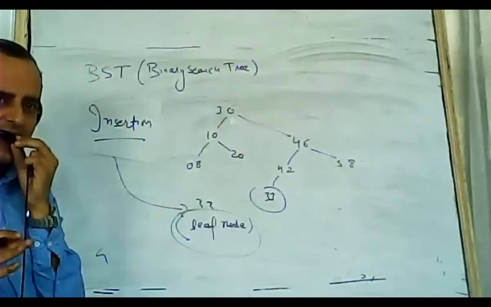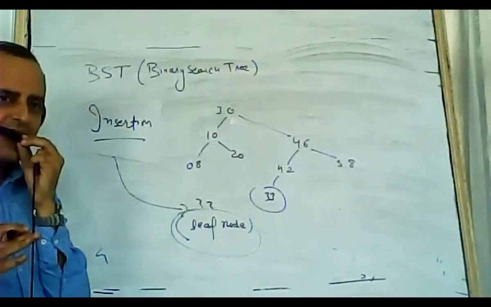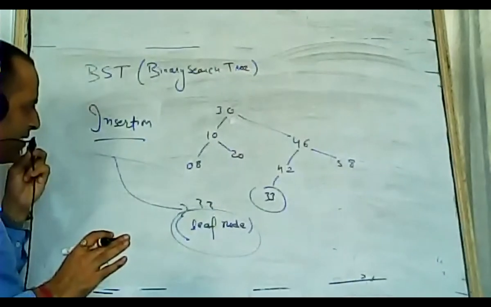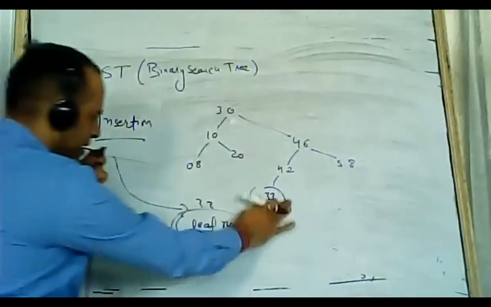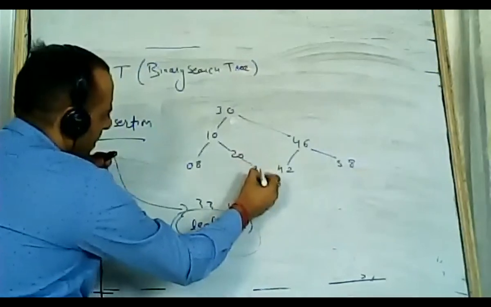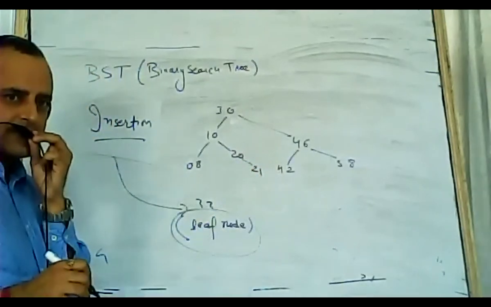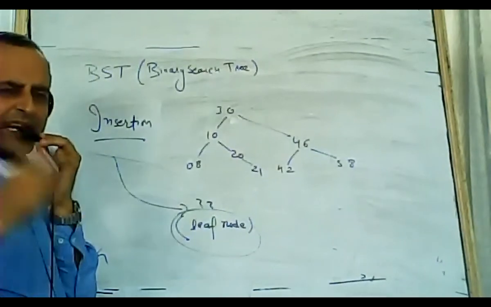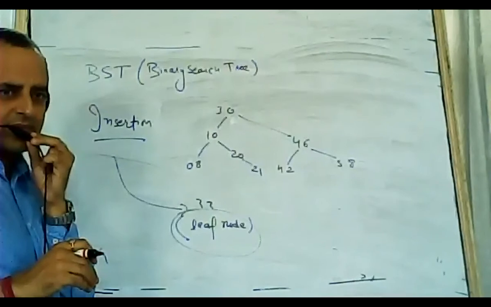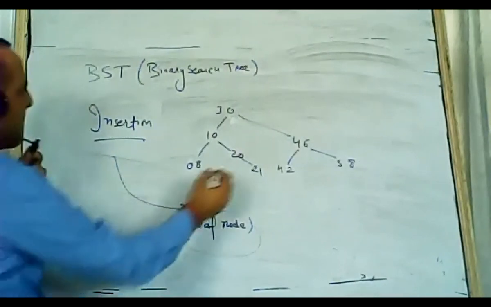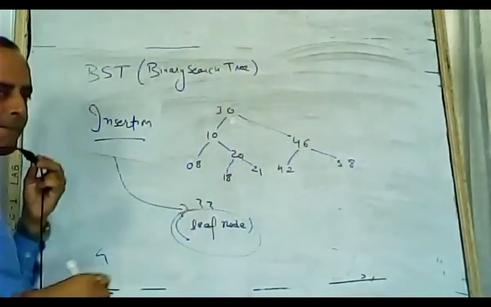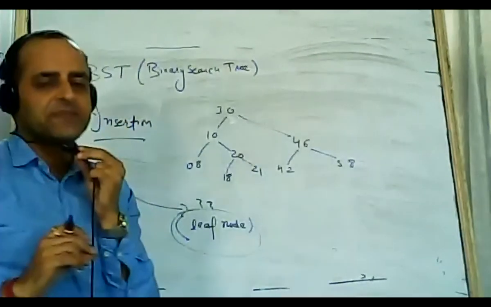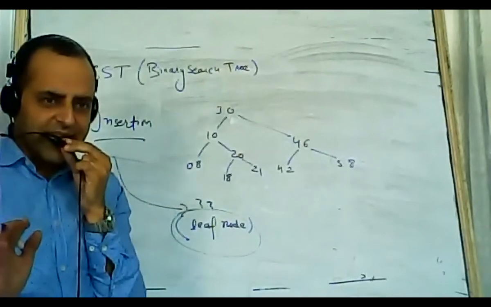You want to try any number? 21. It will always be added at the end. Always a leaf node. Any numeric number you take, 18, you try any number, it will always be a leaf node. Insertion is clear?